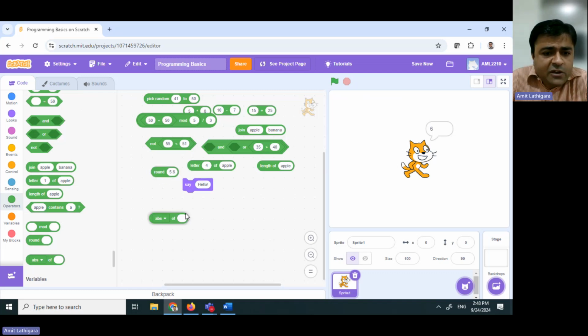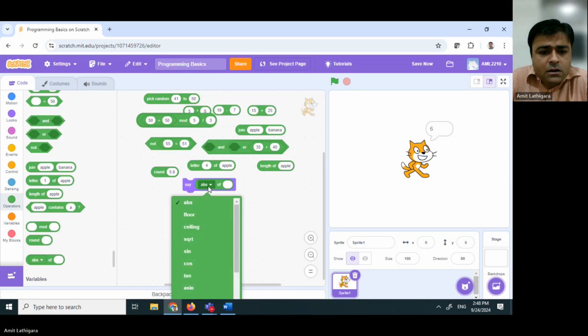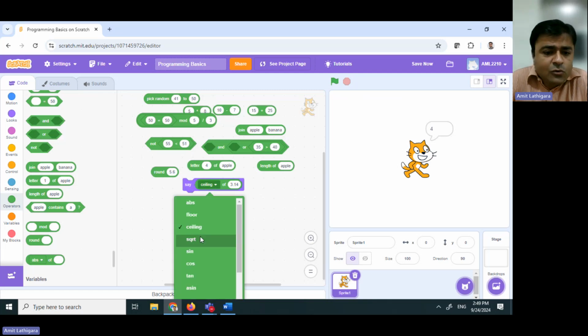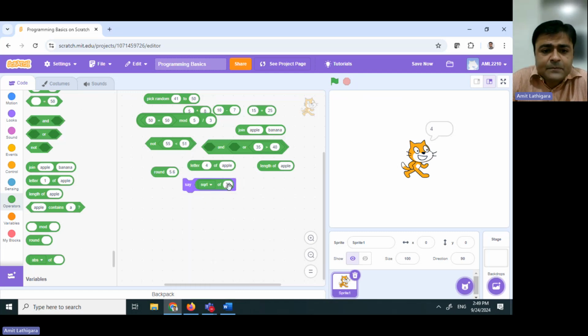And apart from this, we also have a set of mathematical functions. For example, a floor value of 3.14. So expected answer is 3. And similar way, ceiling of 3.14. So the greatest possible integer number out of 3.14 is 4. So answer is 4. The same way, absolute, sine value, cosine, tangent. So these are the various mathematical functions. The square root of 36. So answer is 6. So this is all about operators.